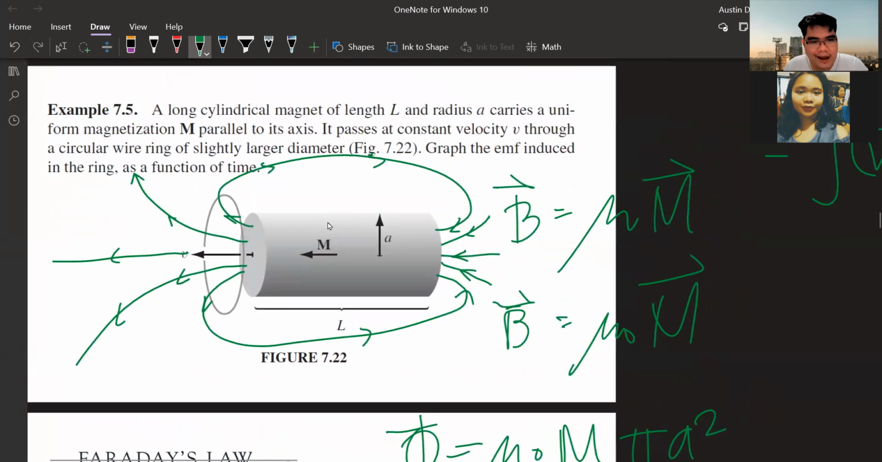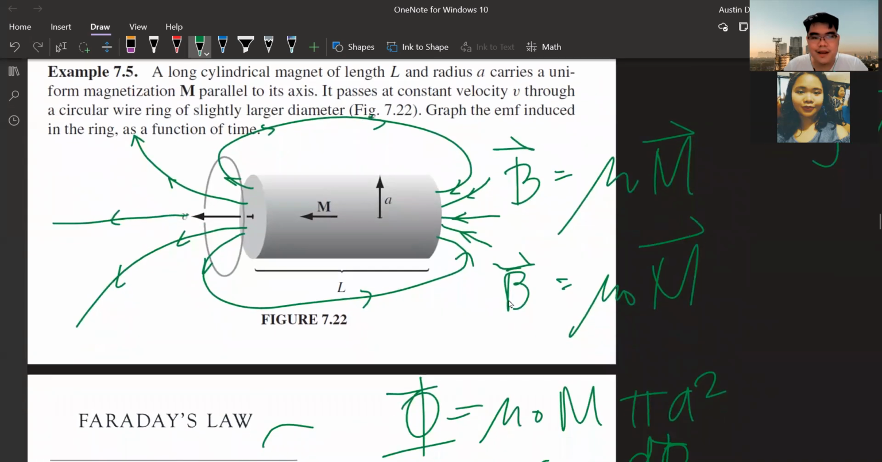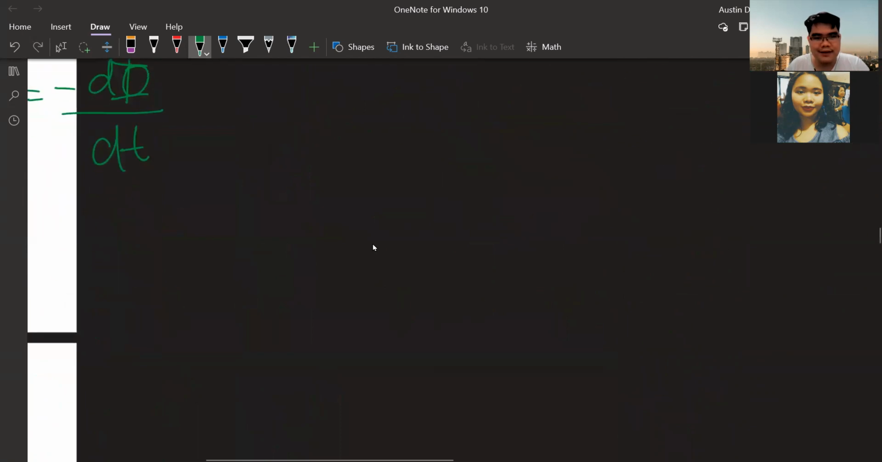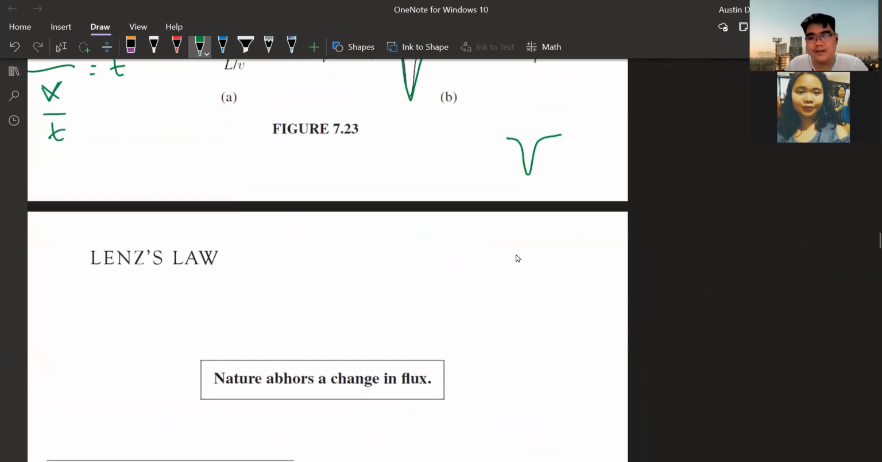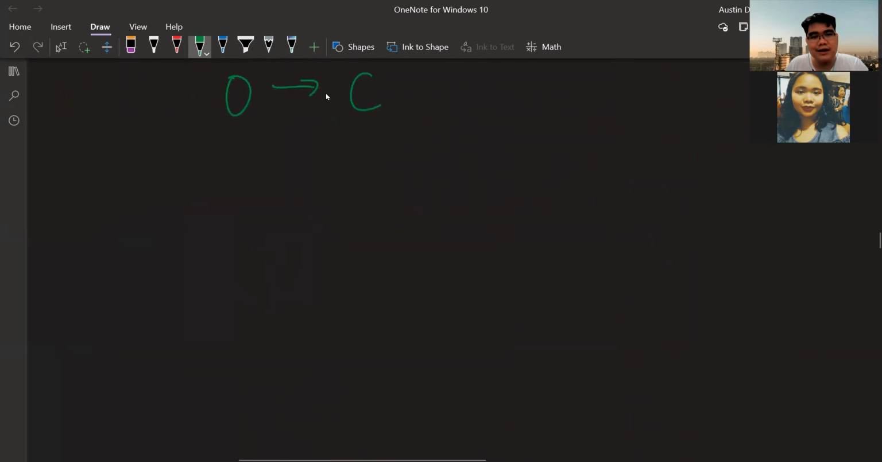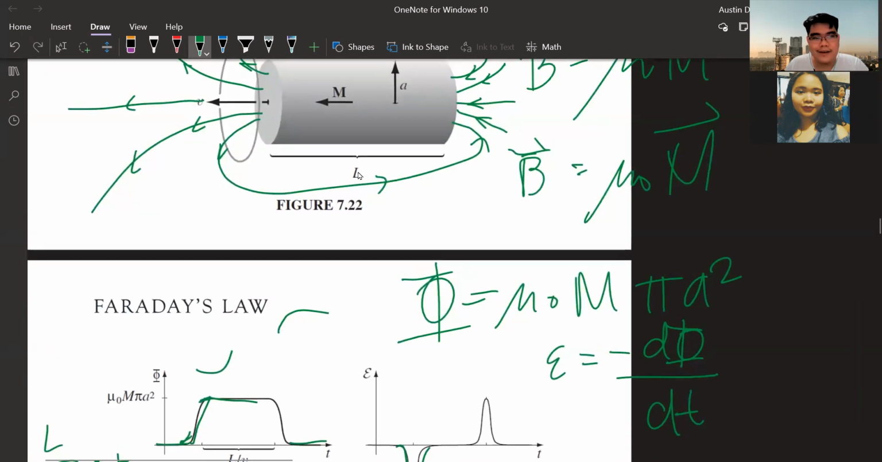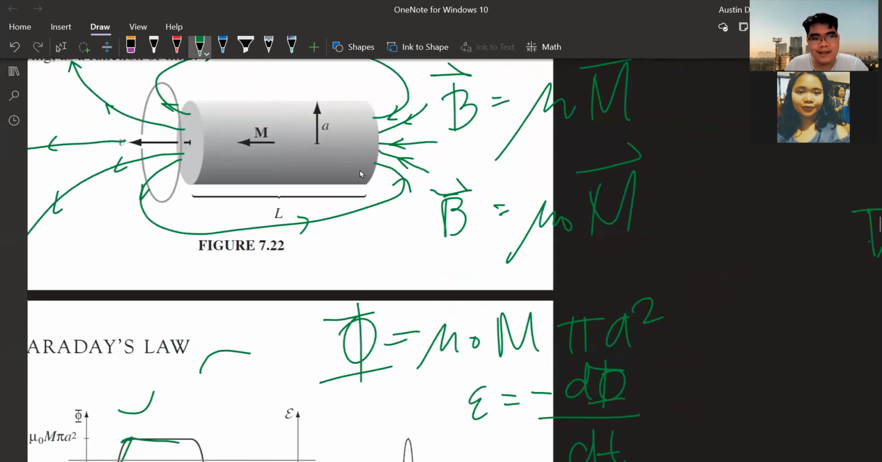Okay, suppose na isipin nyo muna na wala tong material natin, yung magnet natin wala. So, yung flux na nararamdaman nitong ring is zero, tama ba? And then, kapag nilapit mo yung magnet mo, magkakaroon ka ng increase from zero to something, some constant C. Now, nature does not like a change in flux. So, yung flux mo, increasing from zero to C, and nature does not like that. Okay? So, anong gagawin ng ring? Ang gagawin ng ring is magpo-produce siya ng sarili niyang flux to counter the change that is happening. Okay?